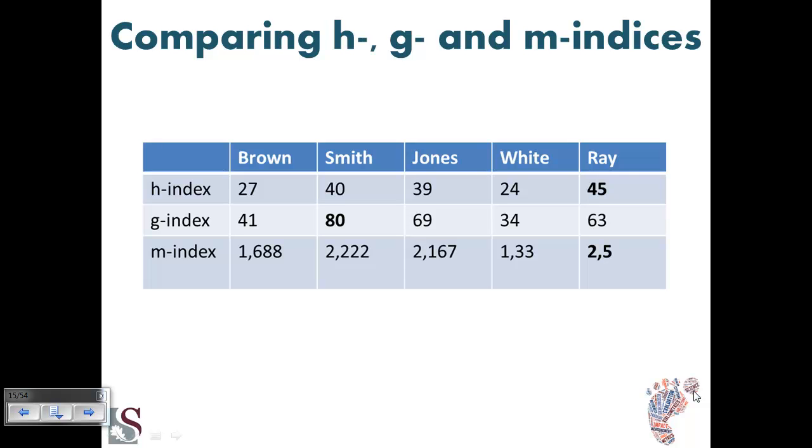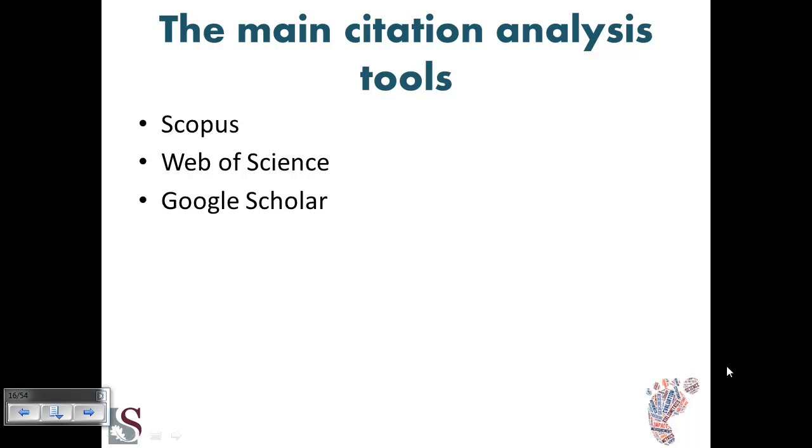Where the H index is generally available in citation indexes and easy to find, this is not the case for the G and M index. So you will have to calculate it a bit yourself. Okay, so when we continue now, the main citation analysis tools are what we're going to look at next, and that's where Peter will come in just now.